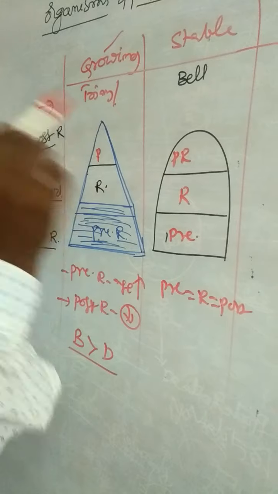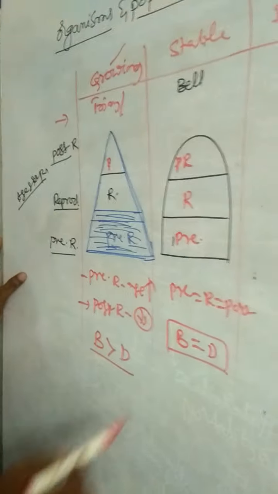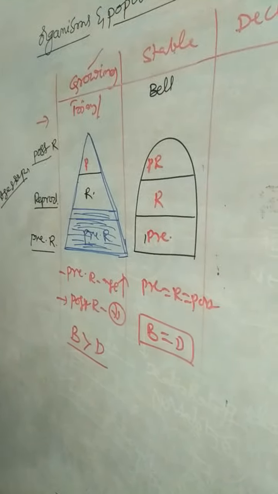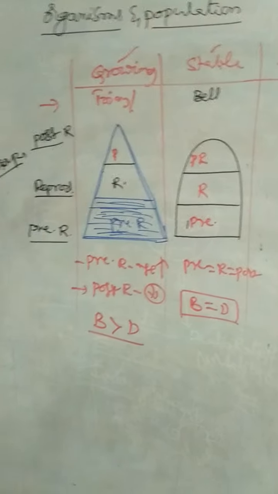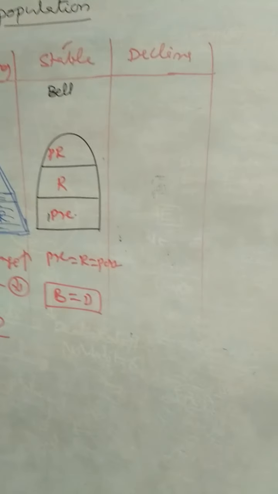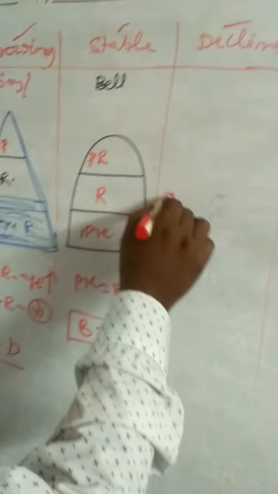That means in this population, the birth rate is equal to the death rate. That means the number of births is equal to the number of deaths. So the size of the population, or population density, is constant. That type of population is called a stable population. In a stable population, all are equal. Coming to declining population, in a declining population, which ones are more?